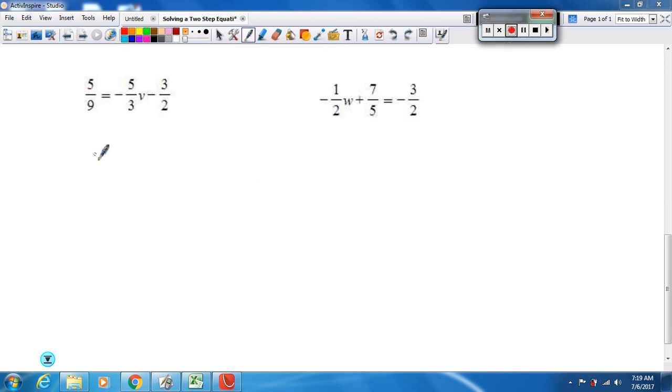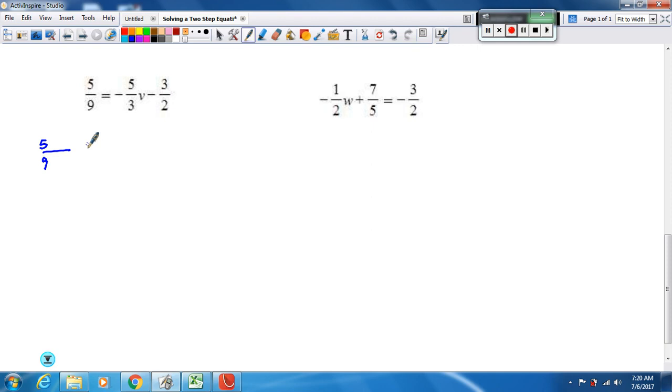The largest denominator on this next one is 9. You can't do 9. 3 goes into 9, but 2 doesn't. So 9 times 2 is 18. 18 will work because 18 divided by 3 is 6 and 18 divided by 2 is 9. So I'm going to do 18.